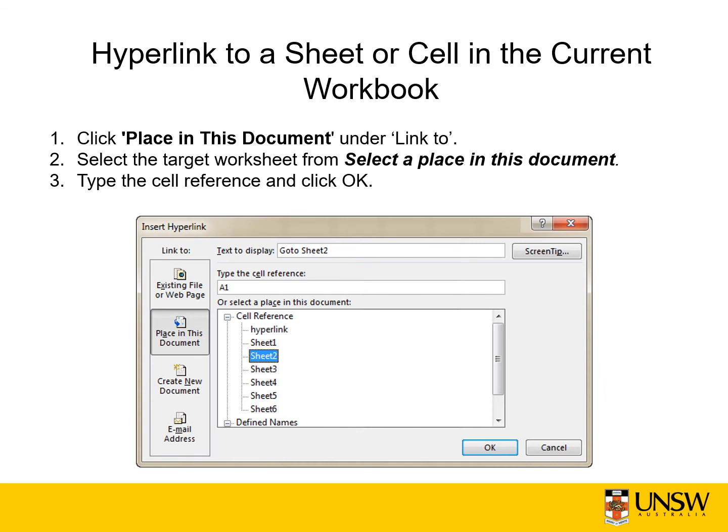In order to create a hyperlink to a specific sheet in your current workbook, click the Place in This Document section, and under Select a place in this document, select the target worksheet. Also, if you need to link to a specific cell, type the cell reference in the Type in the Cell reference box.